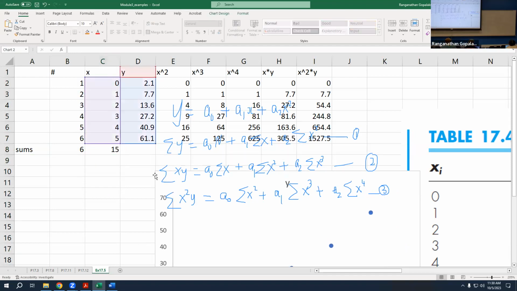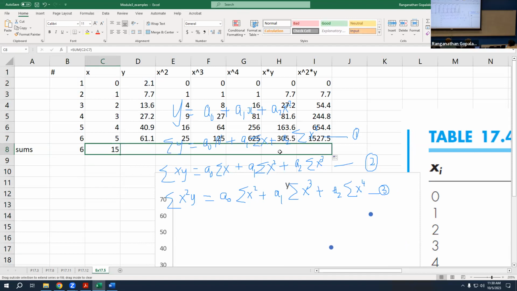And then what is the sum of x values? What is the sum of x, y, x squared, x cube, everything?